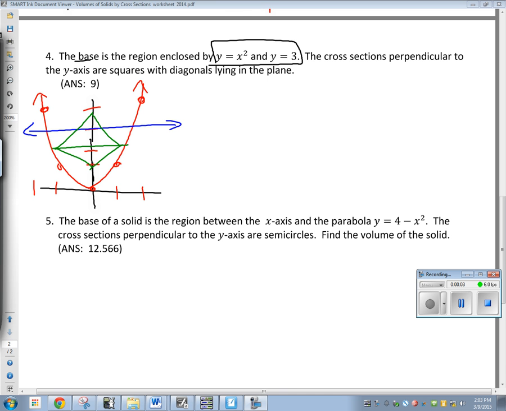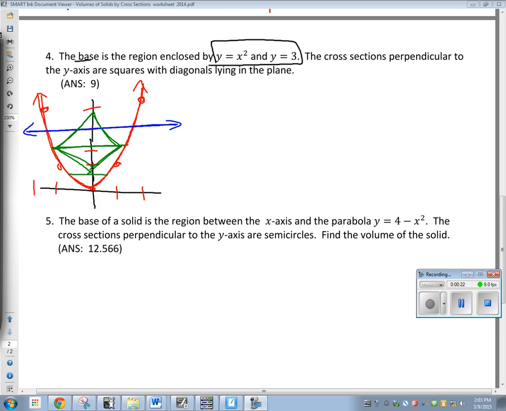All right, so it says x squared is my parabola. That was this thing. Y equals 3 was this line going across at 3. And we've got diagonals of squares. So we're drawing this diagonal of the square, and then you would have the square part from there. Okay? So I would keep drawing them.